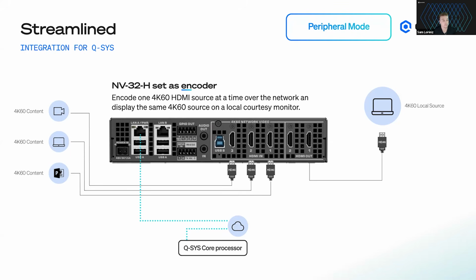The other way in encoder mode that you can do is also with 4K 60. Now, in order to get 4K 60, you can only encode one source at a time. If you encode one source at a time and you get that 4K 60 content, you're also able to get that same 4K 60 content out on the HDMI 1 port. Again, whether for a confidence monitor or conferencing video ingest, with however you want to use that.